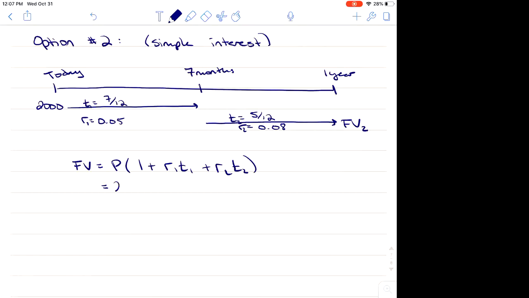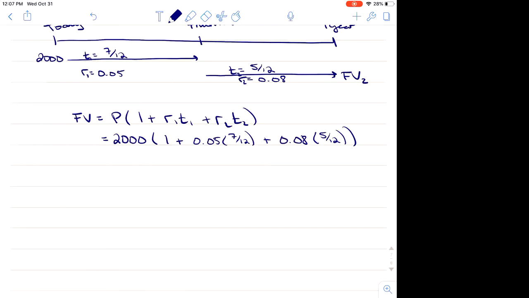So now we've got 2,000 times 1 plus 0.05 times 7/12 plus 0.08 times 5/12. I'll do 7/12 times 0.05. Jotting these down, I get 2,000 times 1 plus 0.02916, repeating. I'm going to store this in 1.